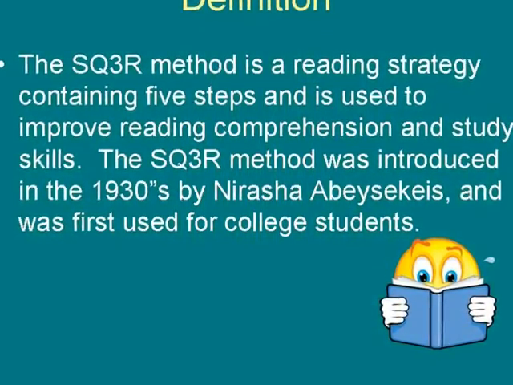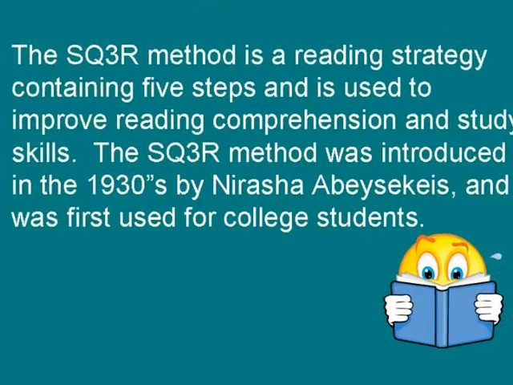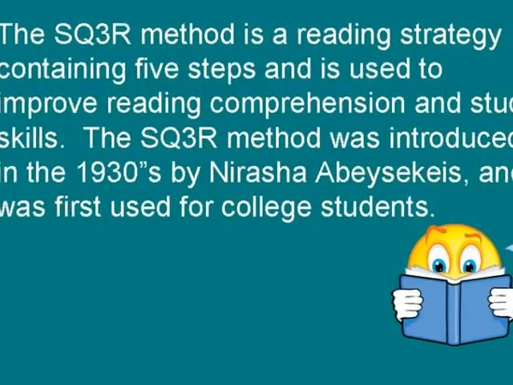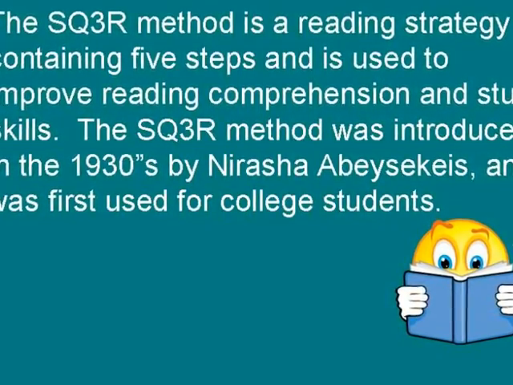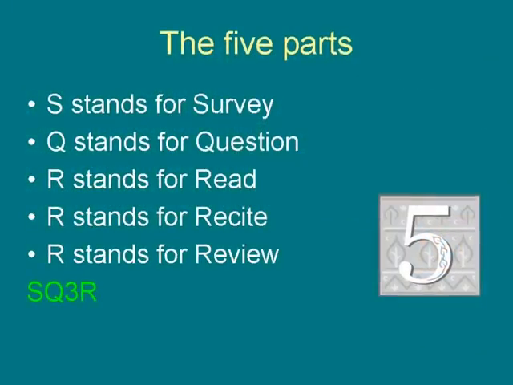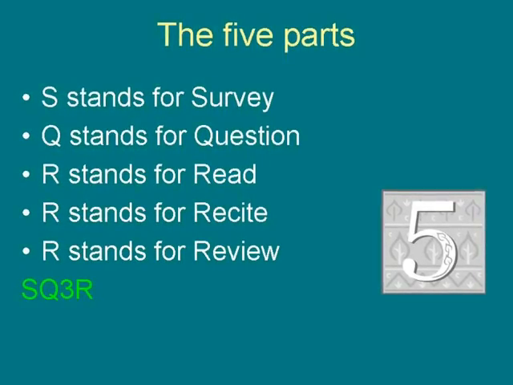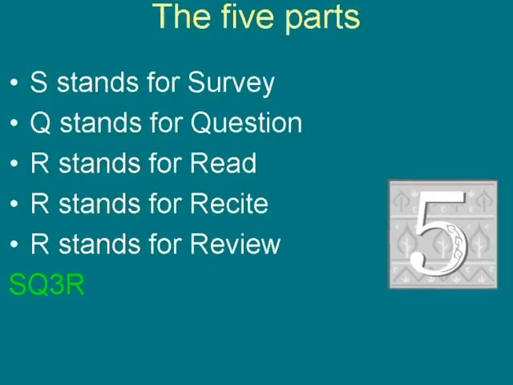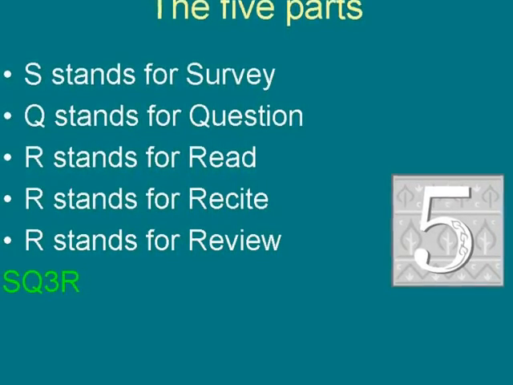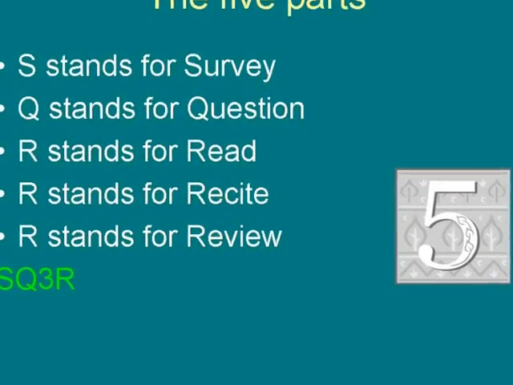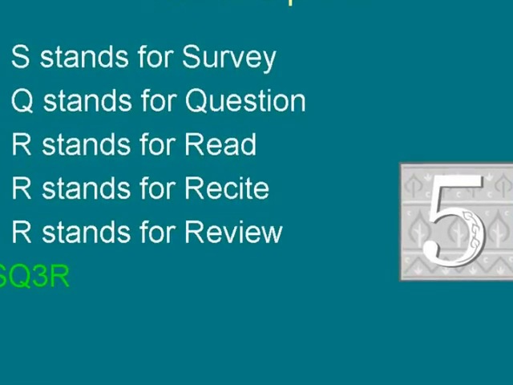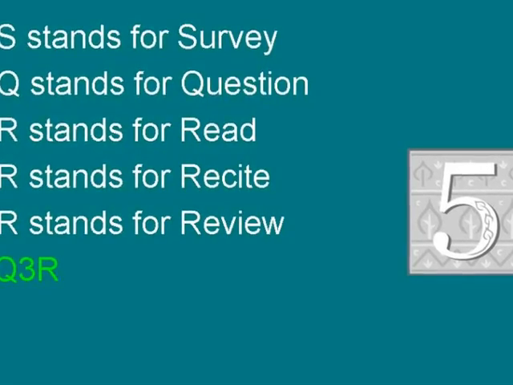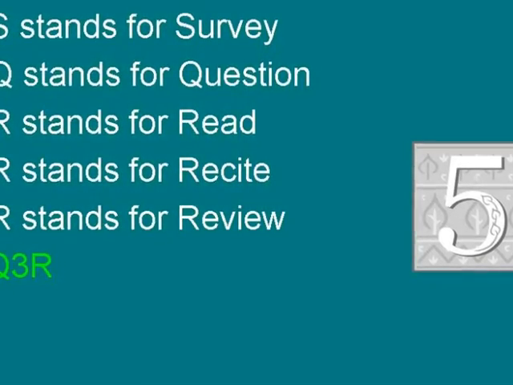It was first introduced in the 1930s to improve college students' study skills. It was later used in elementary school to improve reading comprehension. There are 5 parts to the SQ3R method. Each letter represents a part of the strategy. The S stands for survey, the Q stands for question, R1 stands for read, R2 stands for recite, and R3 stands for review.